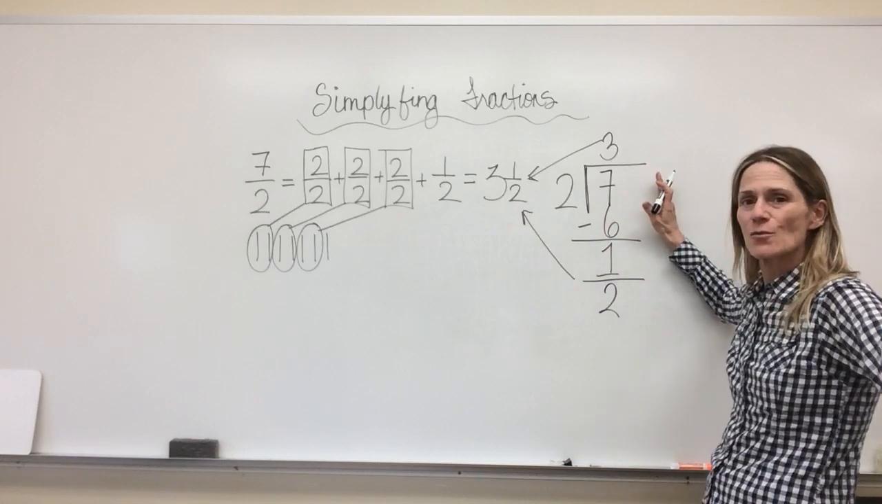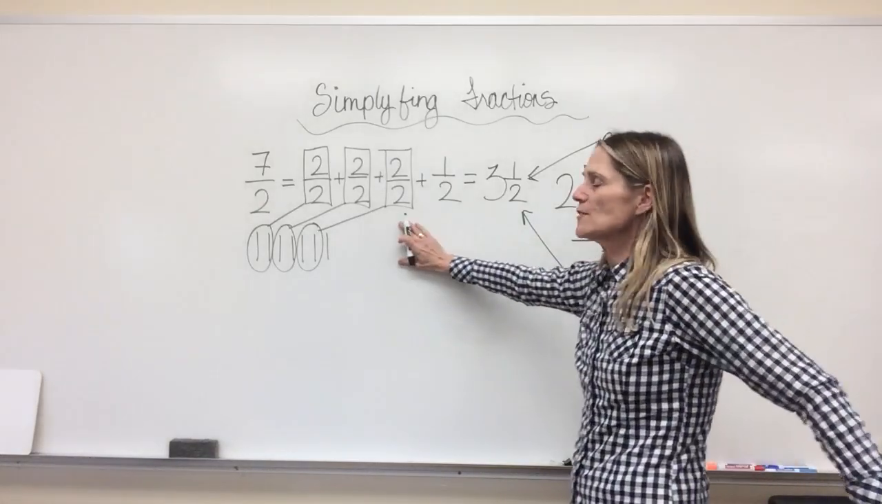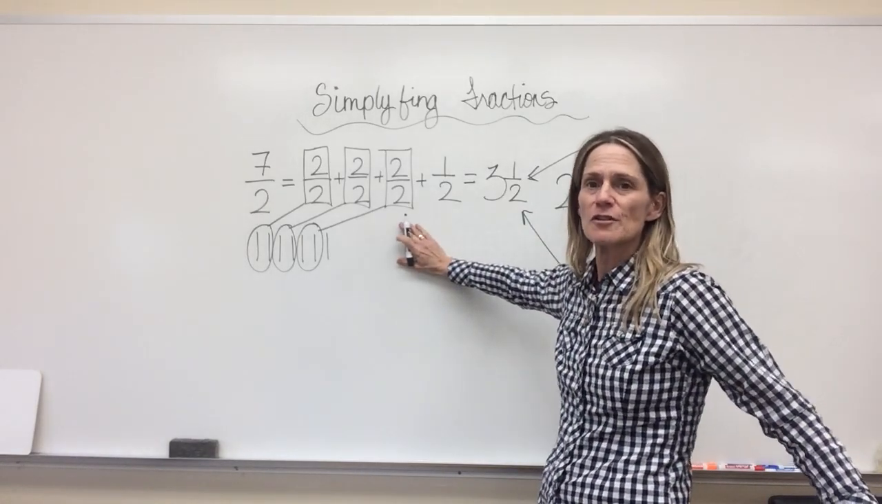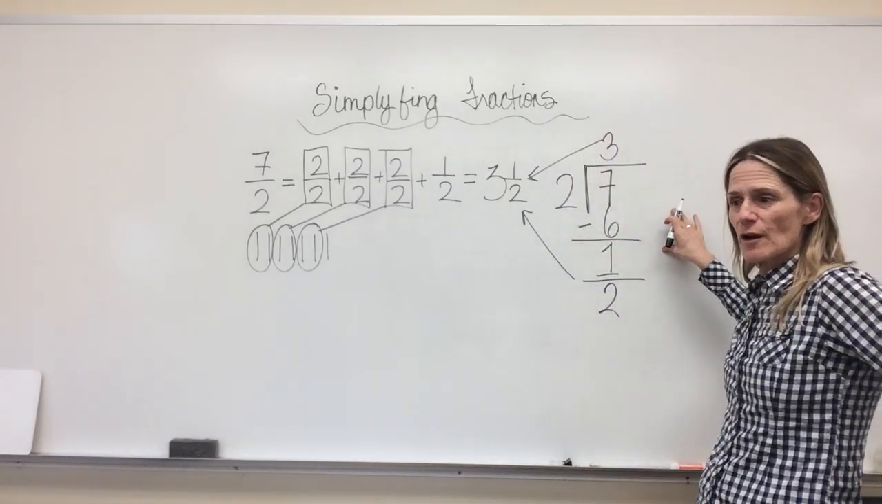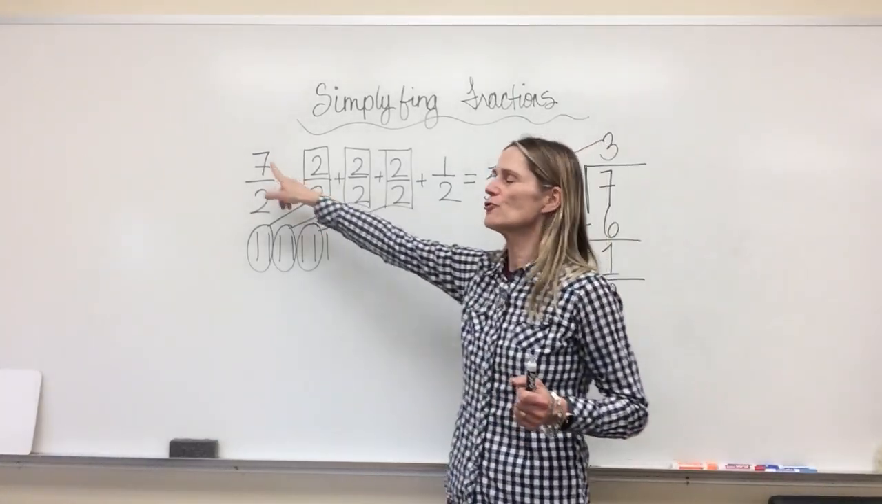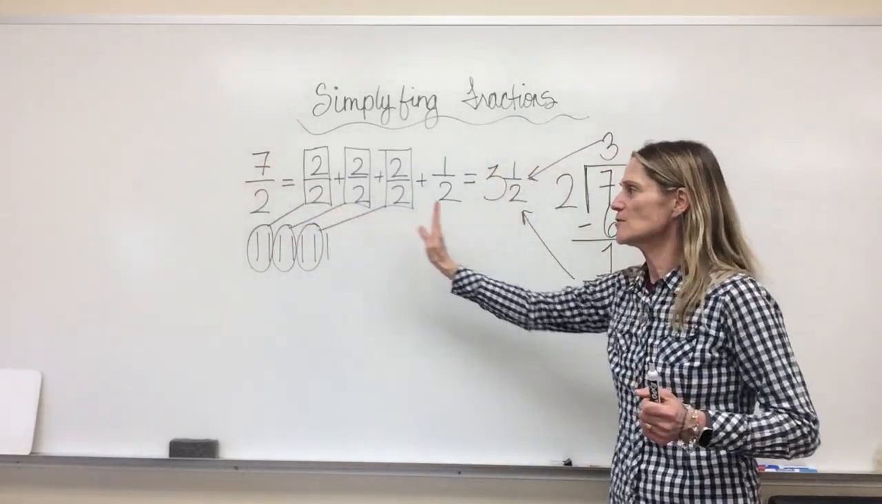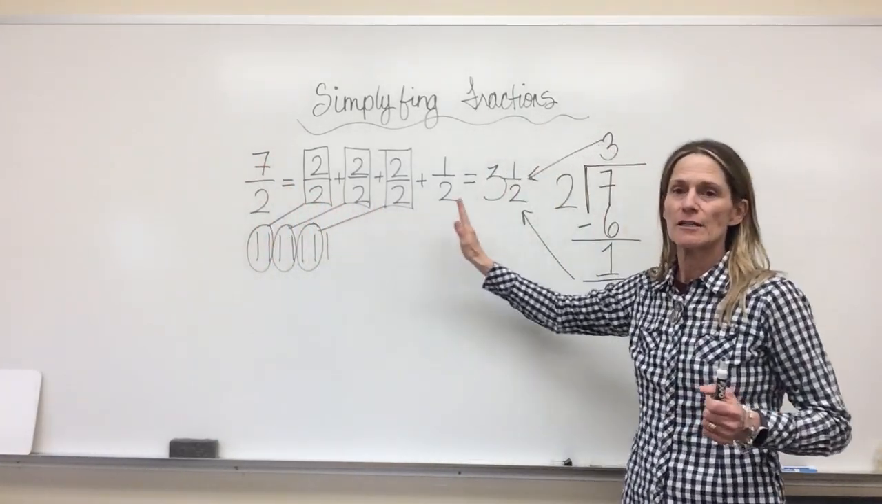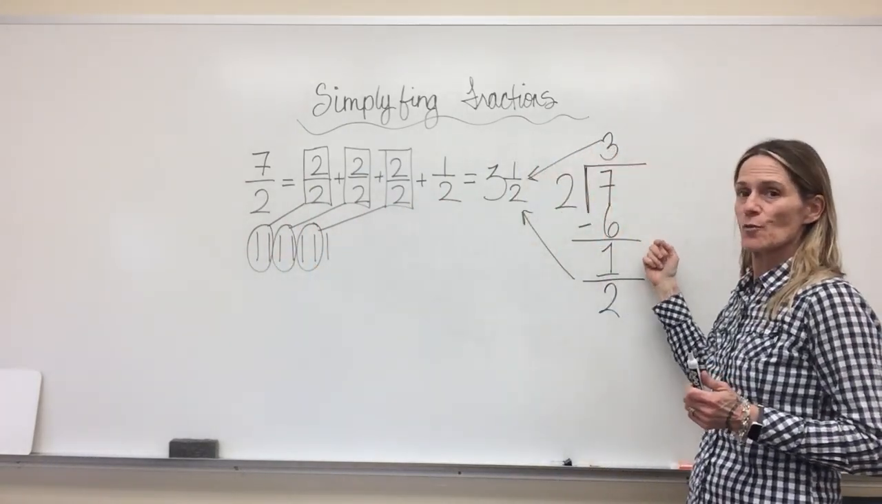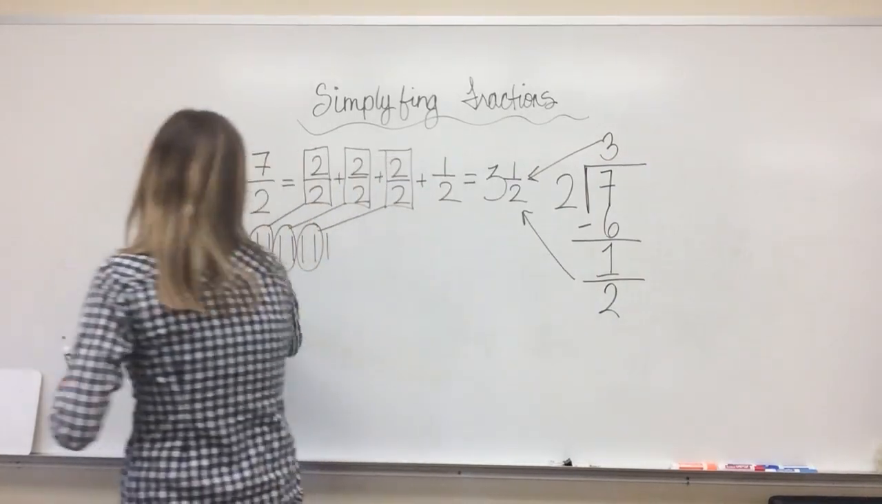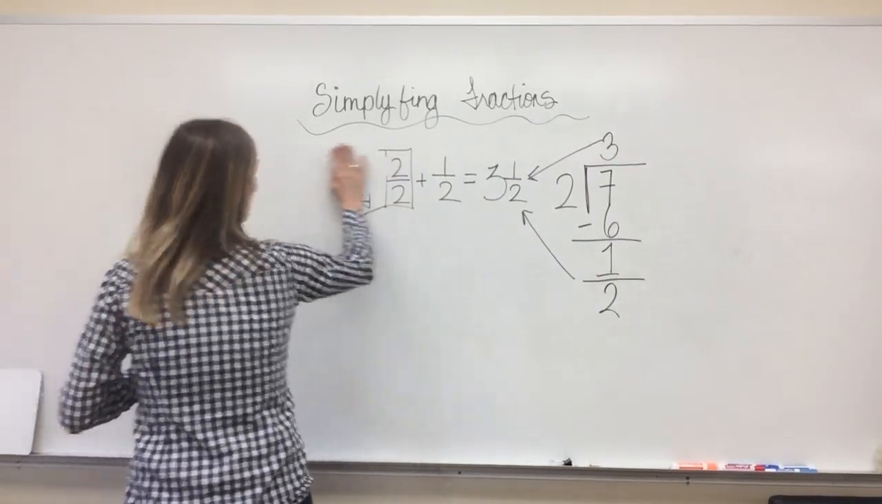If you like this way, that's great. If this way works for you right now, use it. But do this first, then try to do it this way, because as we get into bigger numerators, this becomes cumbersome. It doesn't become efficient anymore. This becomes the most efficient way. Okay, so let's try one more.